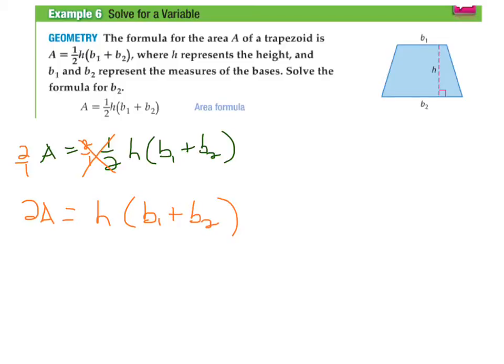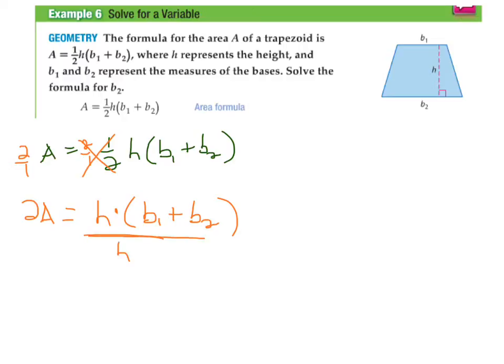Okay, so now what we have is 2a equaling h times b1 plus b2, and the b1 plus b2 is there in the parentheses. And again, we still have some stuff outside of the parentheses to work with, so we're not allowed to go into the parentheses yet. And so right here with our h times, we need to undo that. So to undo h times b1 plus b2, we're going to divide by h.